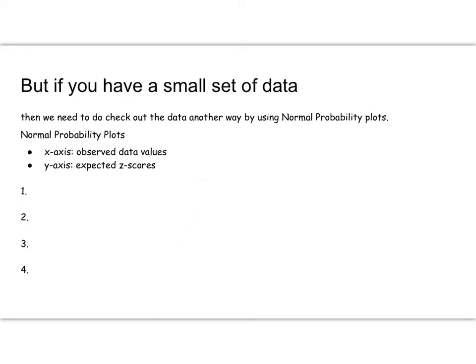But when you have a small set of data, then you have to check out your data another way. And by small set of data, I mean less than 30 values. So the way that we check a small set of data is we create a normal probability plot and we analyze it. A normal probability plot is just a plot of your data.